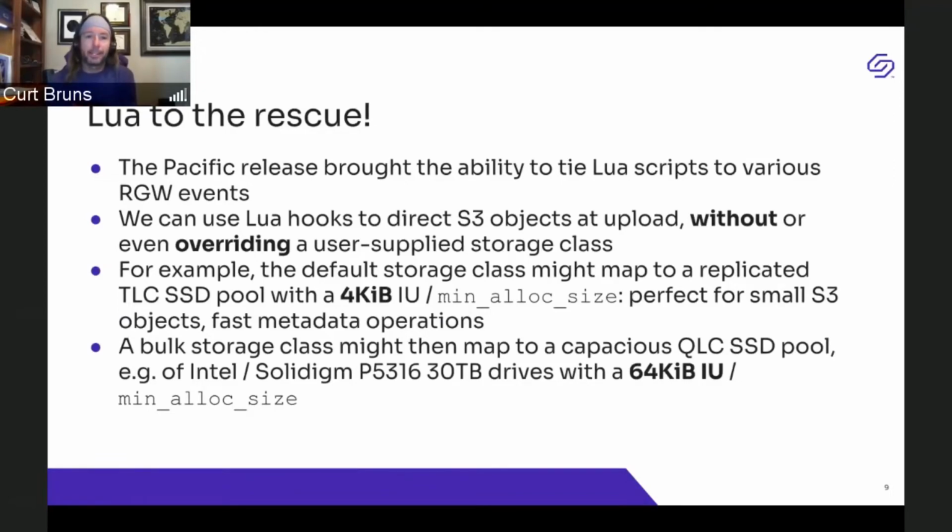The example that I did in Quincy that's in there now is to look at the size of the object that's being written. If it's over a certain threshold, then we put it into the QLC class. If it's less than that, then we put it into the TLC class. So create two pools and steer the objects accordingly. If we had a TLC pool with 4K IUs, we would create that for small objects. And then we would have this QLC pool with 64K IUs that you only want to store, say, objects greater than 64K, so you wouldn't be over allocating.